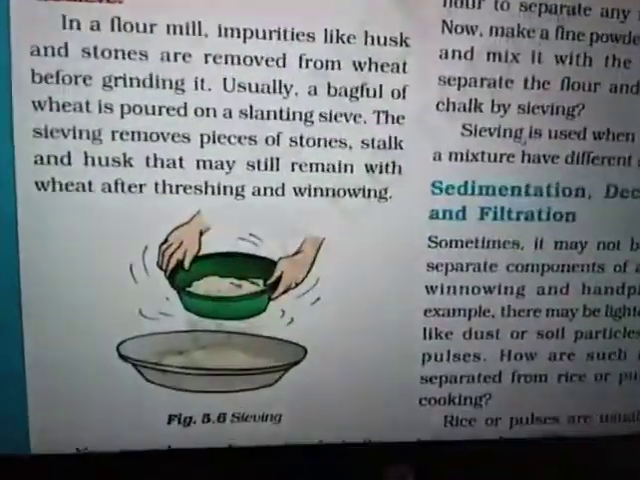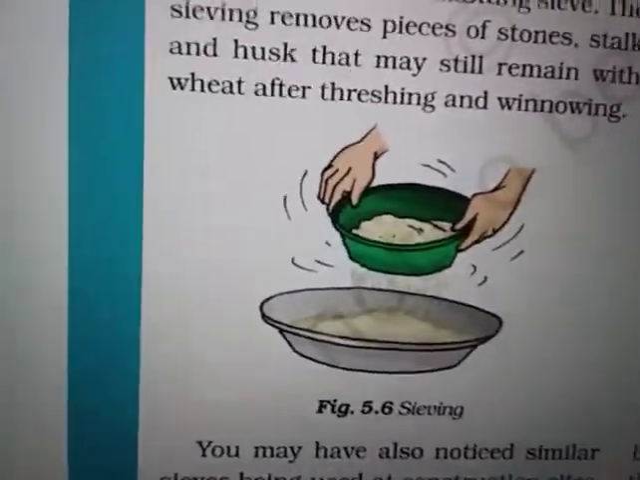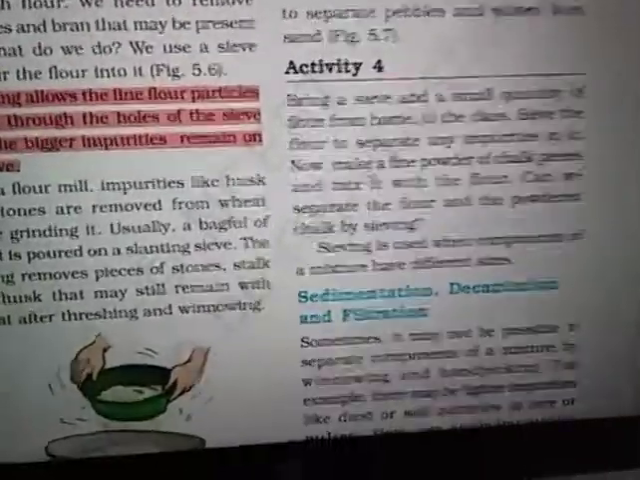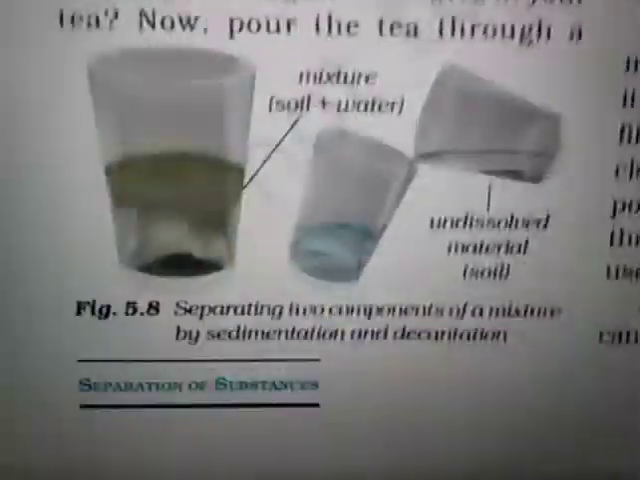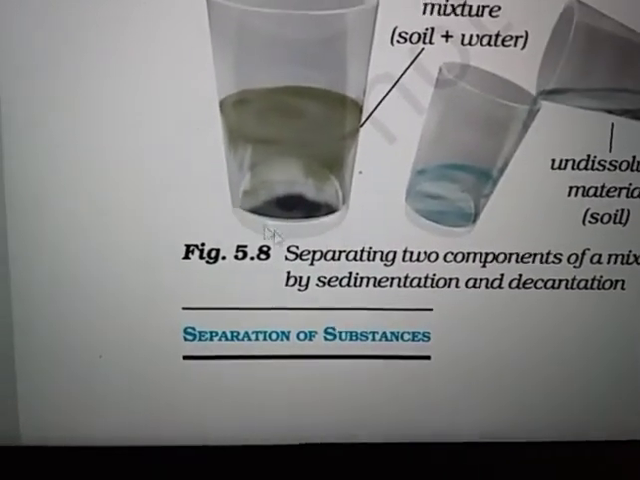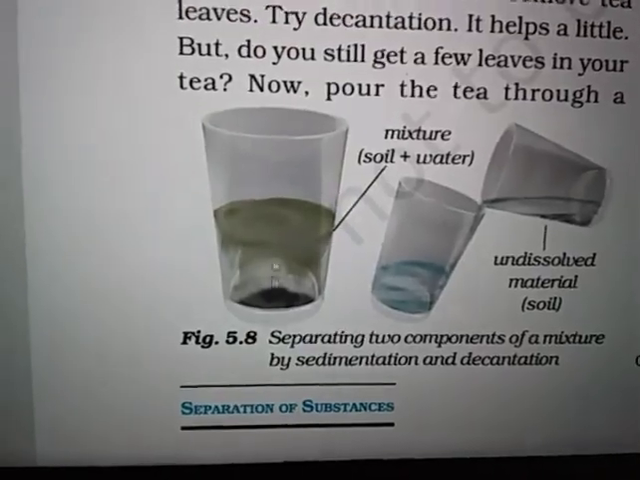And sieving, we have seen it in our houses, right? Sieving is the process used to get a smooth texture for wheat flour or rice flour. Our moms will sieve it, so all of us know about it. And let's see what sedimentation is. Sedimentation means if we add water to a mixture, the solid settles below in the glass, right? So this is sedimentation.